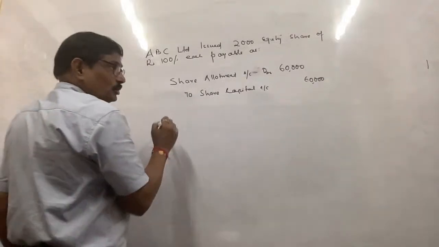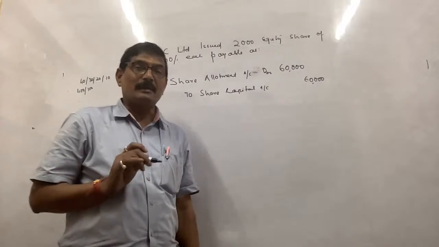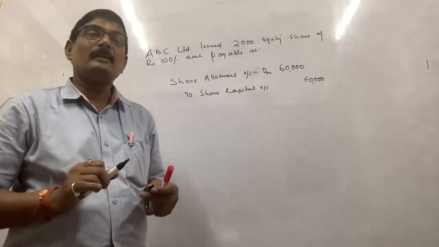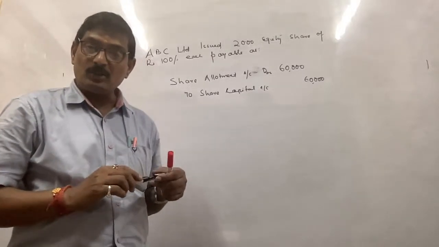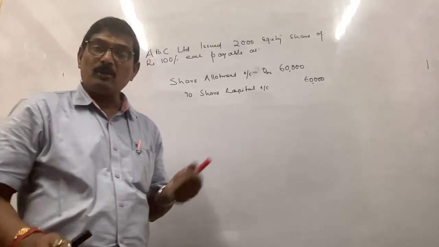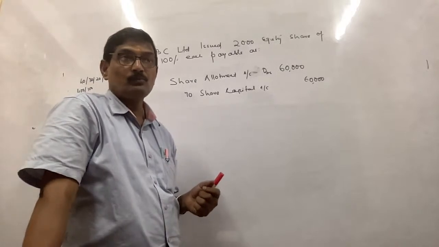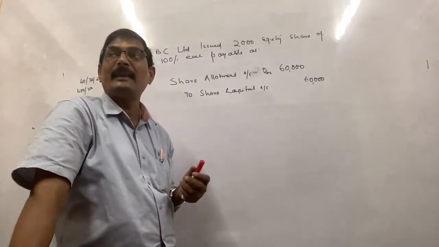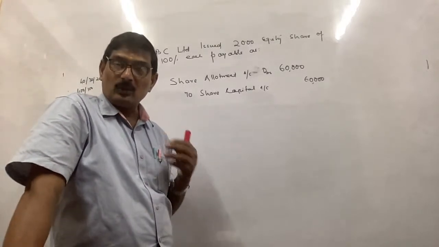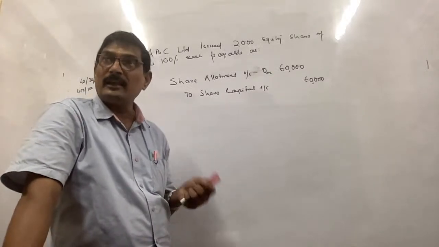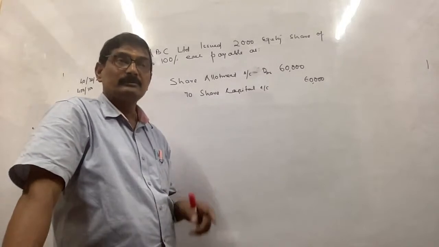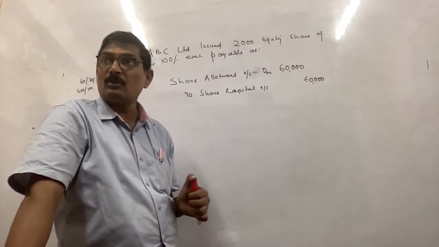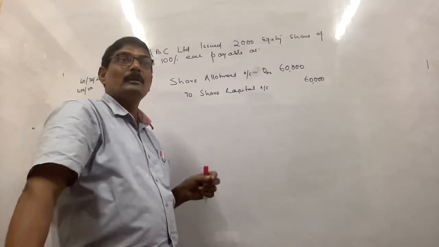So what we can do, there are two options. Sometimes the question may have specific instructions that pass necessary journal entries without opening calls in arrear account, or the question will be silent. If the question is silent, you can go for calls in arrear account. And if the question is specifically given that you should not open calls in arrear account, at that time we have to do the other entry.